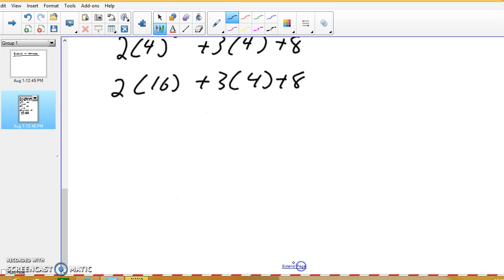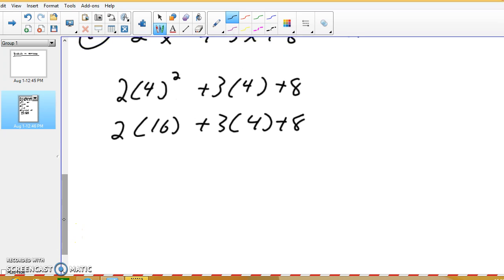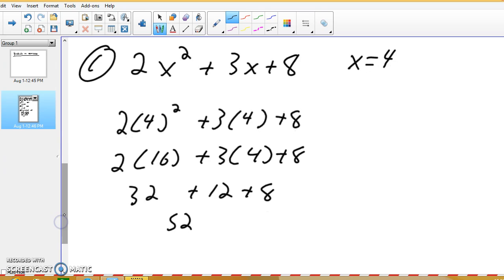Okay, now next in our order of operations is multiplication and division. So we solve that part next. And then finally, we just do the addition. So that would just be equal to 52, because 32 plus 12 is 44, plus 8 is 52. So given this expression and the value of our variable, if we were to evaluate this expression, given the value, we have that for an answer.